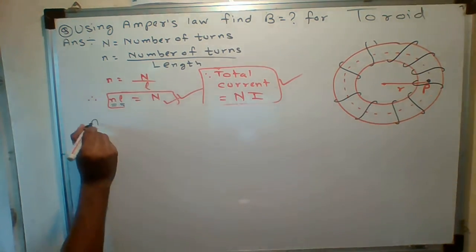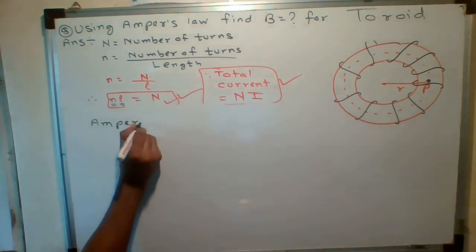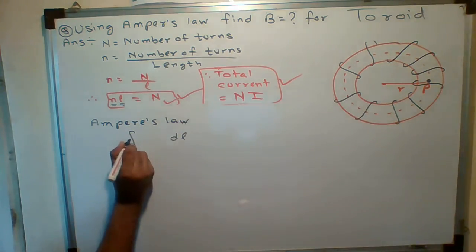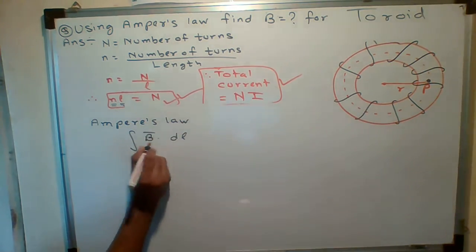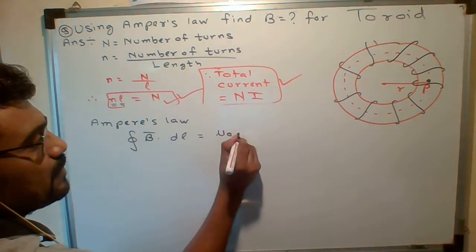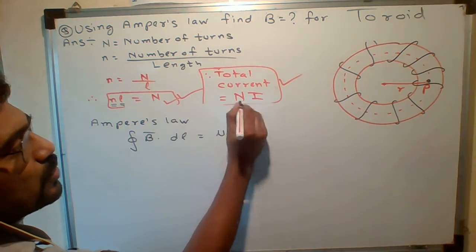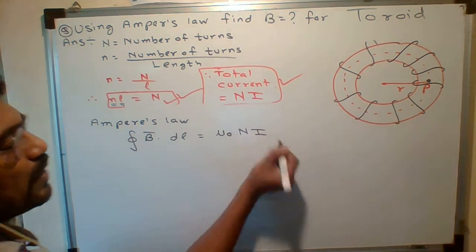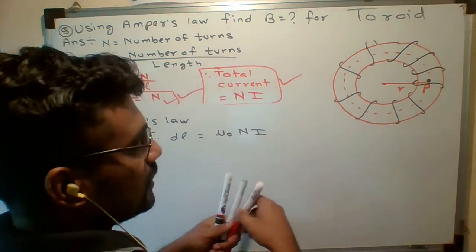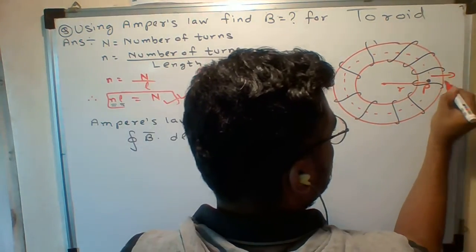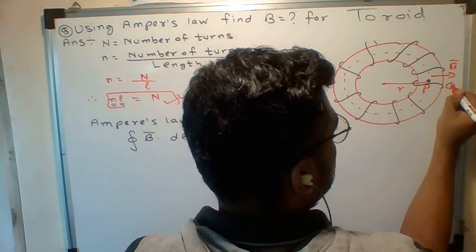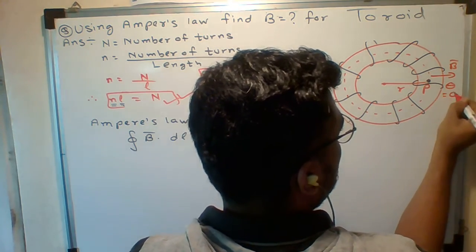According to Ampere's law, what does Ampere's law state? Ampere's law states that the line integral of the magnetic field of induction B bar over a closed path equals permeability times the total current. What is the total current we have? N into I. Now students, we observe that the direction of B bar and this particular area element are parallel, so theta is 0 degrees.